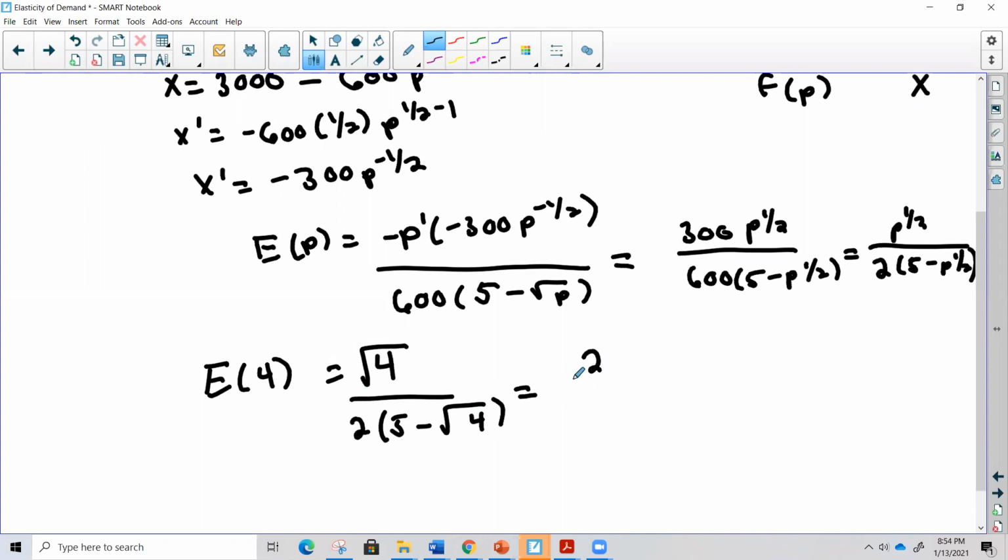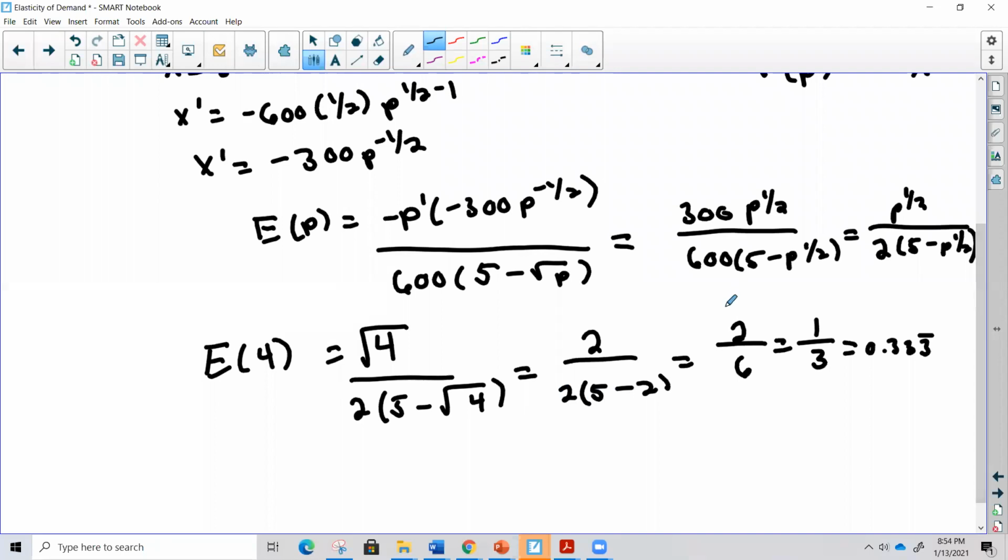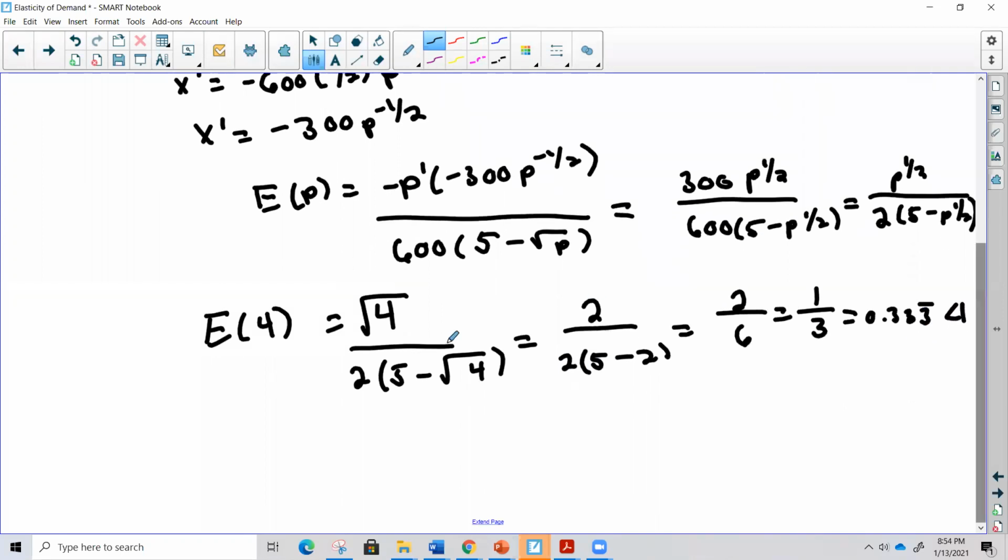So that gives me 2 over 2 times 5 minus 2. And so the 2's, well, I have 2 over, you could either cancel the 2's and make them a 1, or you can do 5 minus 2 is 3. 3 times 2 is 6. 2 over 6 is 1/3, or if I think about it, 0.333 repeating. So that is my E of P, and then I'm going to compare that to 1. So again, this is less than 1. So because it's less than 1, again, it's inelastic.